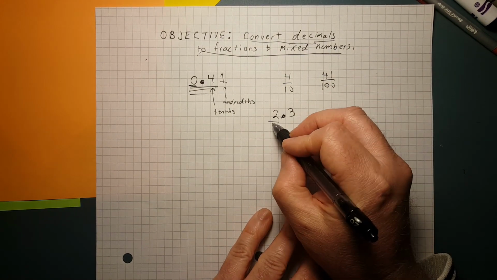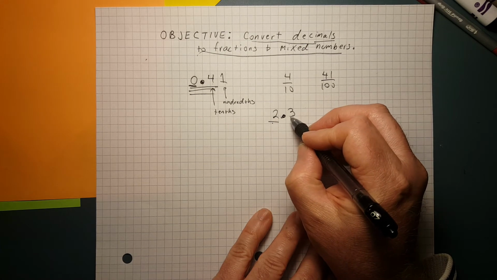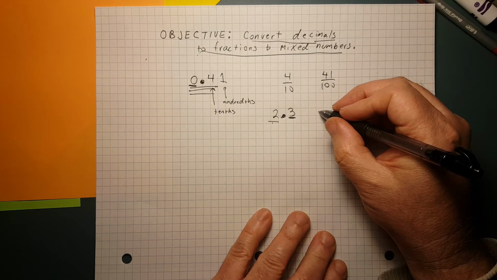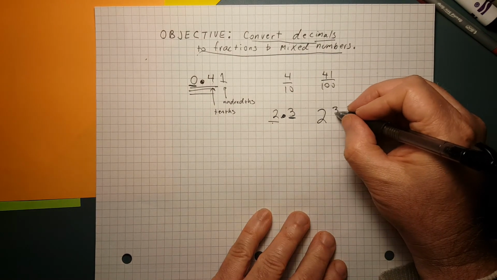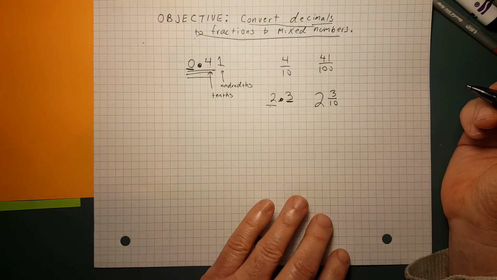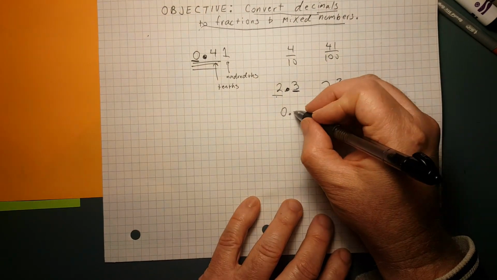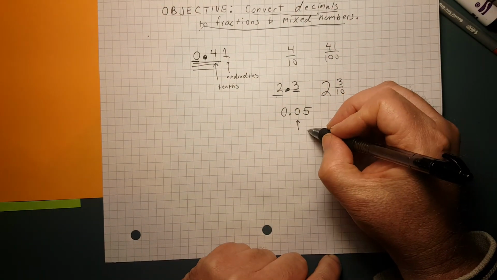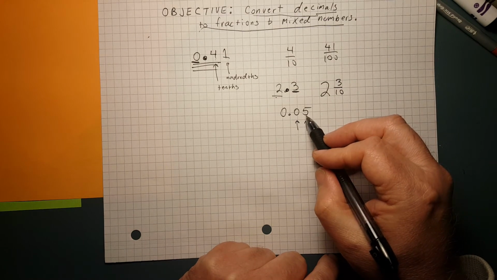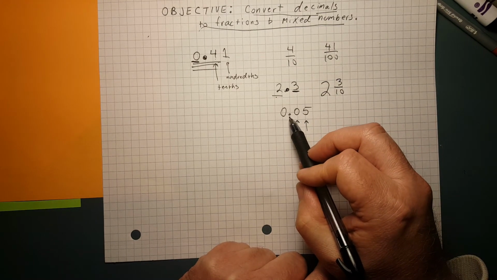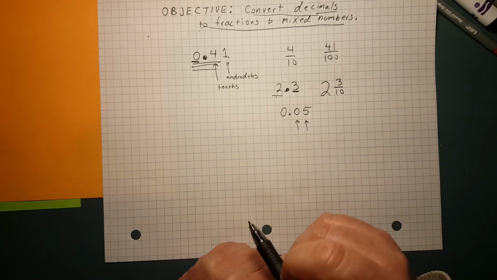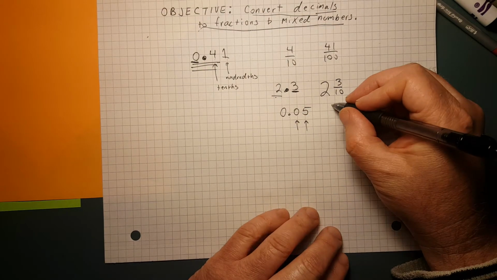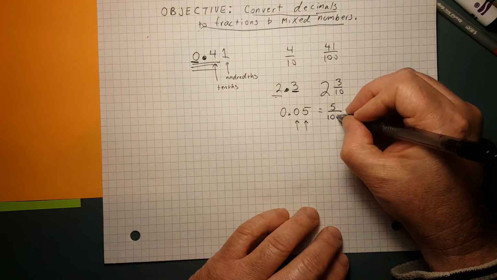Before the decimal, you have 2 and 3. That's called the tenth. So that's 2 and 3 tenths. As a fraction, it's actually a mixed number, 2 and 3 tenths. Here's a tricky one. Remember, you got the tenths place and the hundredths place. That 5 is in the hundredths place. So it's 0 and 5 hundredths. Skip the 0 and just call it 5 hundredths.